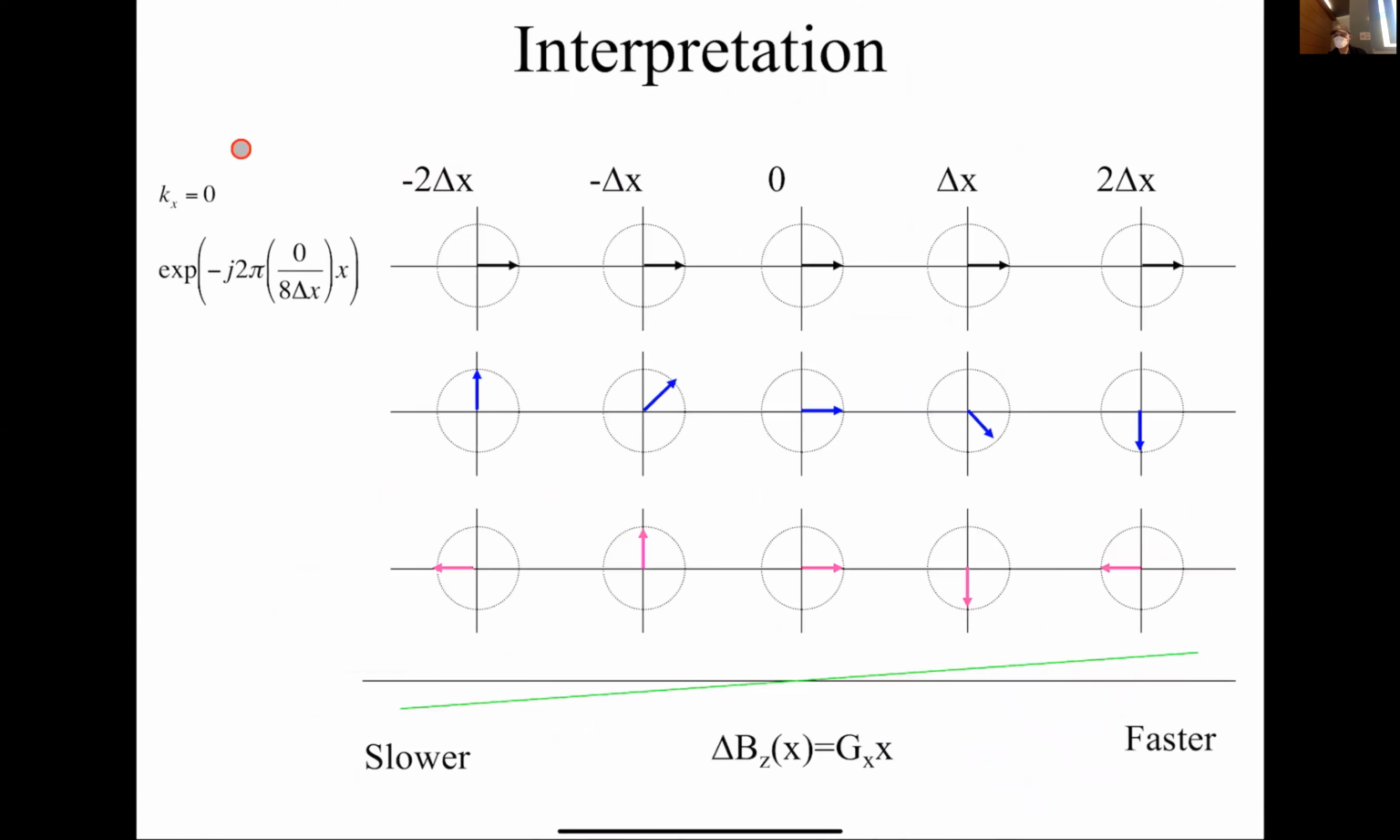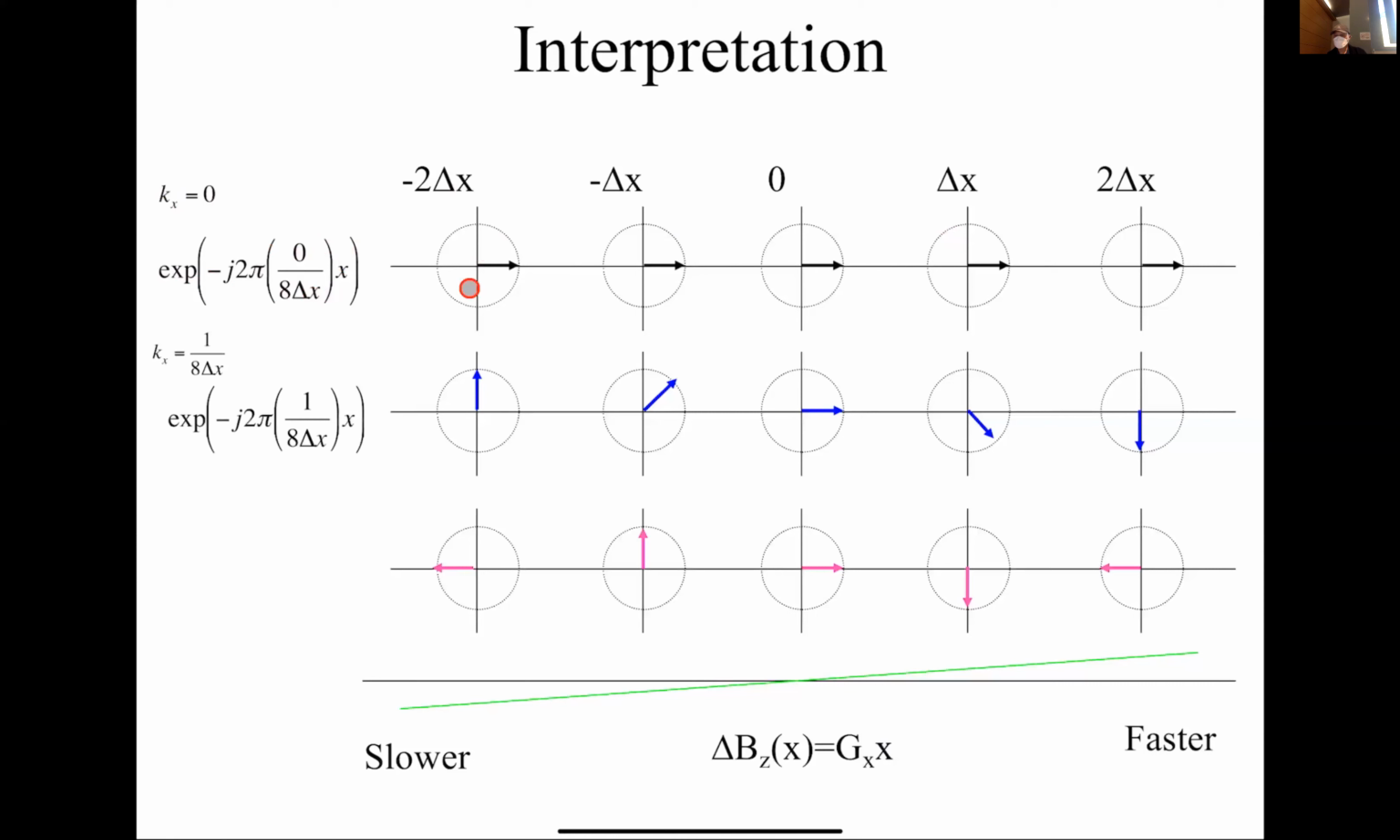So remember we had kx equals 0, right? Then if we plug that into our term, it's exponential minus j2 pi. This is the kx term, that's 0. So this is just 0 phase everywhere. So you see they're all pointing in the same direction, right? So kx equals 0 is just no spatial variation of the phases.